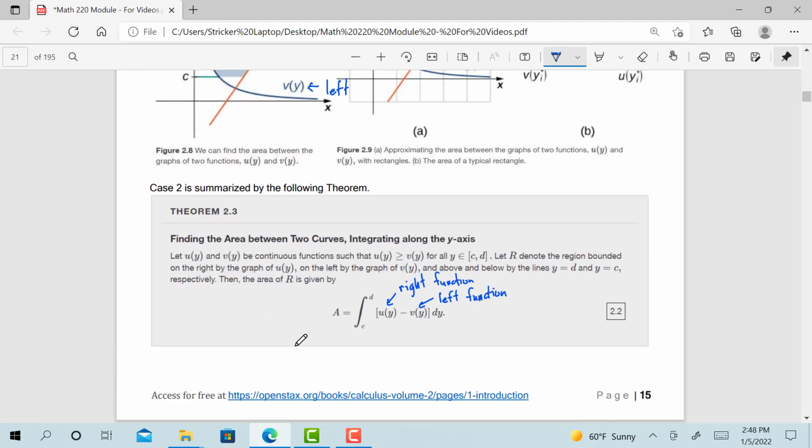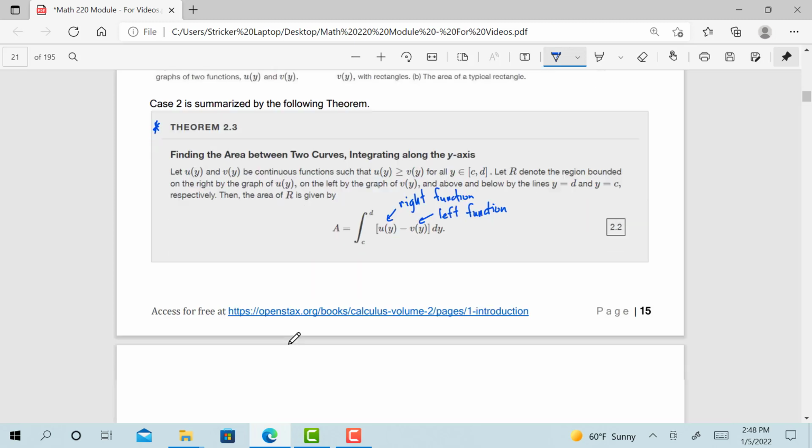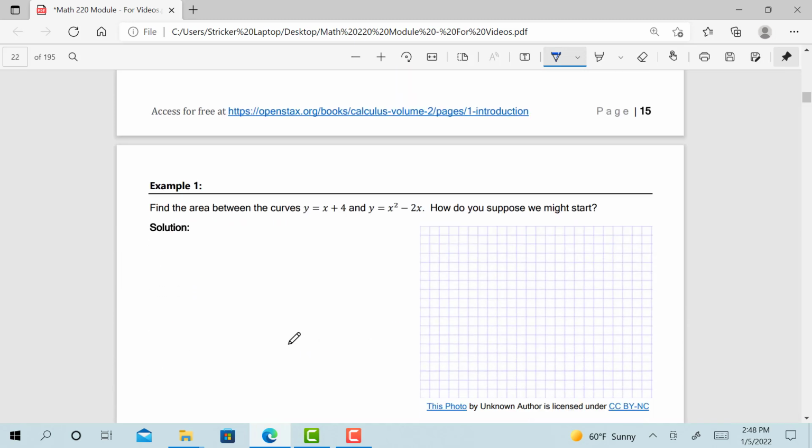Okay, so we have these two theorems, which we're going to solve a couple examples now. This was just kind of our introduction video. Make sure you check out the next video and we will go over example 1 here.